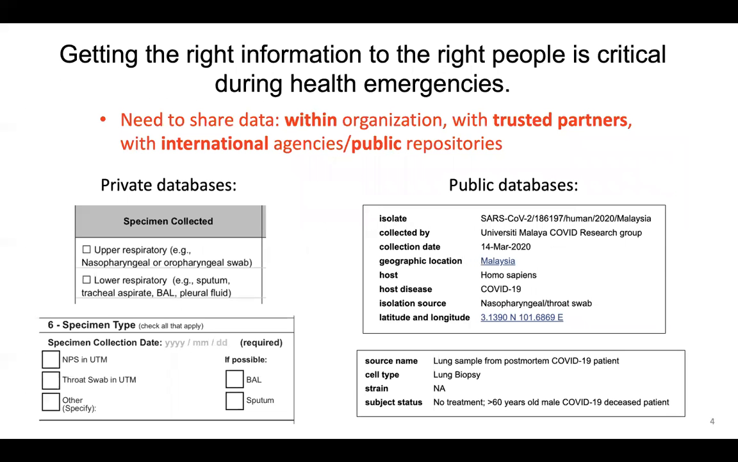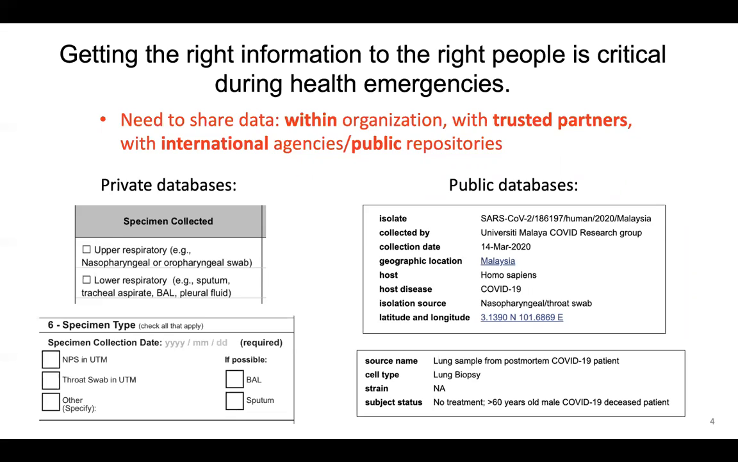Now, getting the right information to the right people is absolutely critical in a public health emergency, whether it's via data sharing within an organization, between trusted public health partners, with international organizations like the WHO, or with public repositories. But sharing can be difficult when contextual data is encoded in different ways.